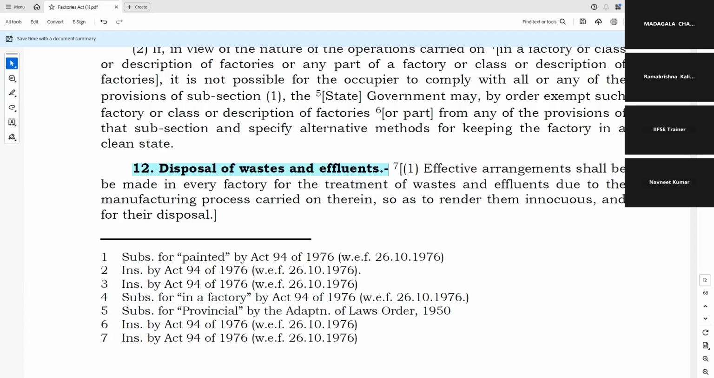Why it is used only for the garden or for the process, these conditions are clearly defined in your CFO, consent for operation. In South India they call it CFO, consent for operation; in North India they call it CTO, consent to operate. There they clearly mention whether the treated effluent goes for reuse in the process or must be used in the garden. That is also called zero liquid discharge.